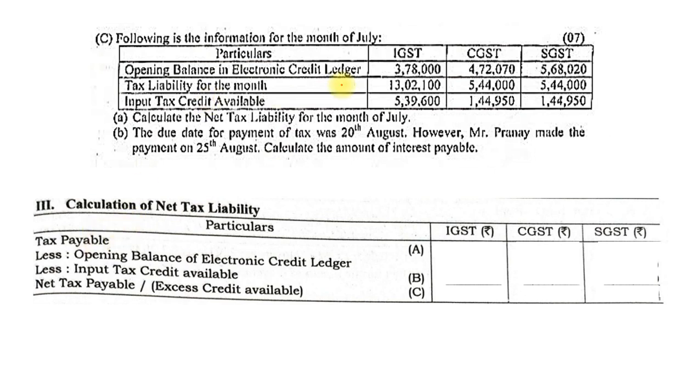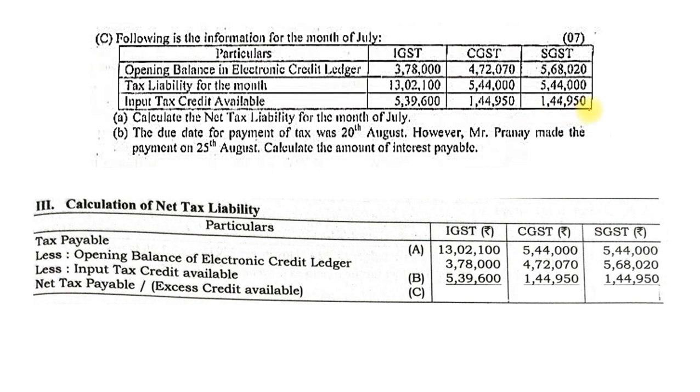Tax payable, which is given as 13 lakh 2,100, 5 lakh 44,000, 5 lakh 44,000, less opening balance of electronic credit ledger, which is 3 lakh 78,472,070 and 568,020. Less ITC, that is 539,600, 144,950 and 144,950. We will subtract the first value with the remaining two because they both are less, so I'll just put it as less column. So the amount that we should get, after minusing, is 3,84,500, negative 73,020 and negative 1,68,970.